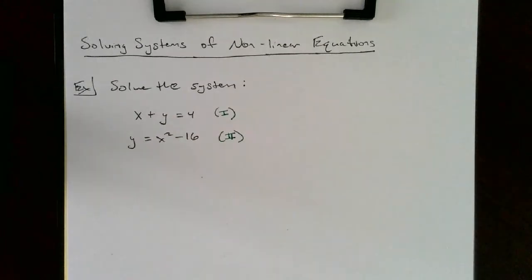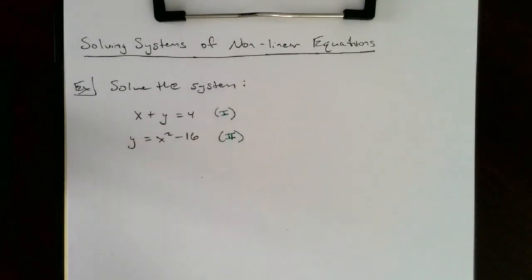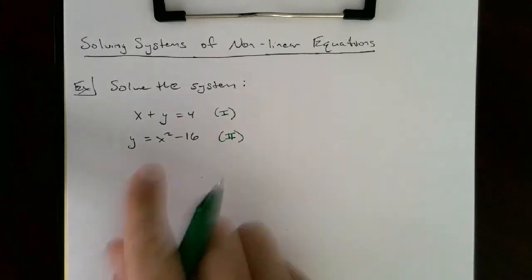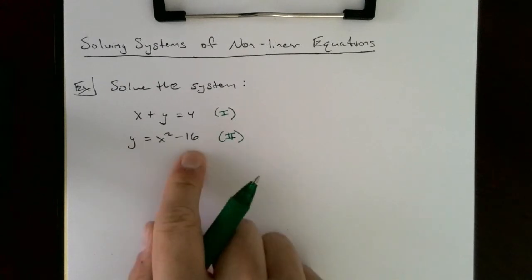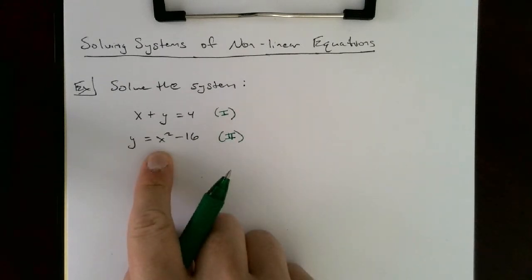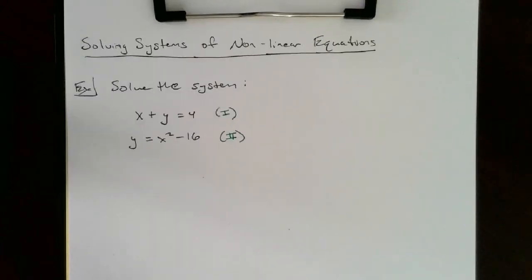The first thing you should notice is that the first equation is of a line because both variables are to the first power, so we know it's linear. The second equation we know is a parabola. We got this y equals x squared minus 16. The highest power on x you see is 2. The highest power on y is still 1. So this is a parabola. So you have a line and a parabola, and you should think about how these intersect.